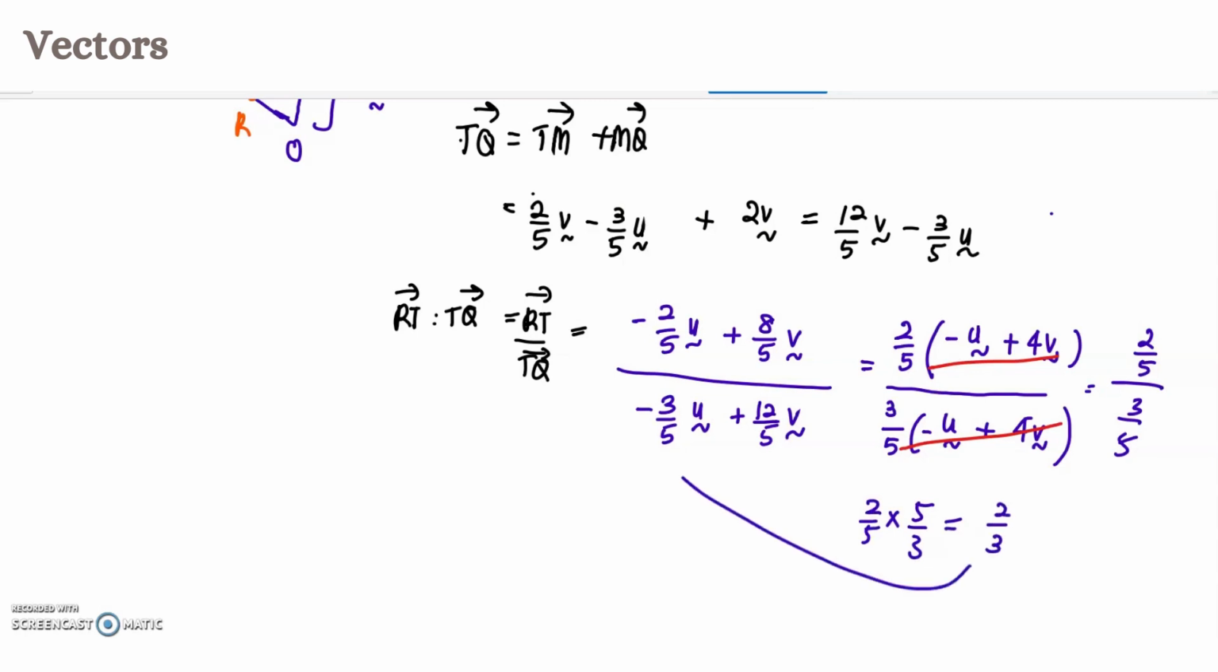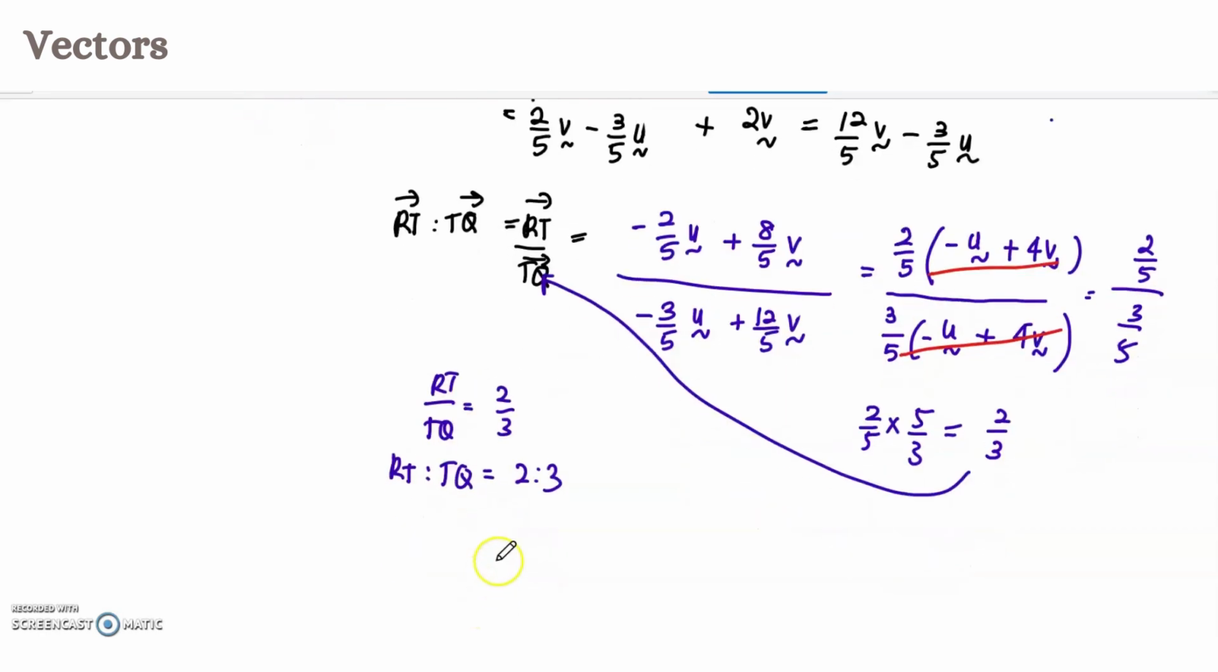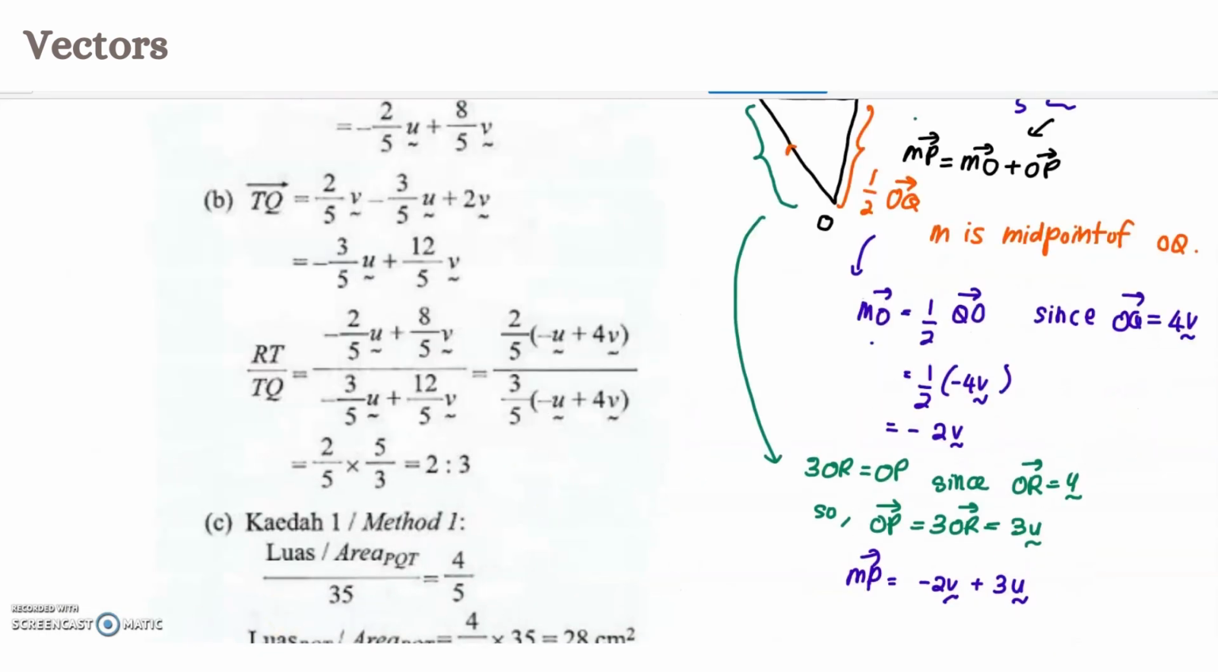So this means RT to TQ is equal to 2 over 3. Since the question asks for the ratio form, we convert it into the ratio, which is 2 to 3. That is question B. So we proceed with question C.